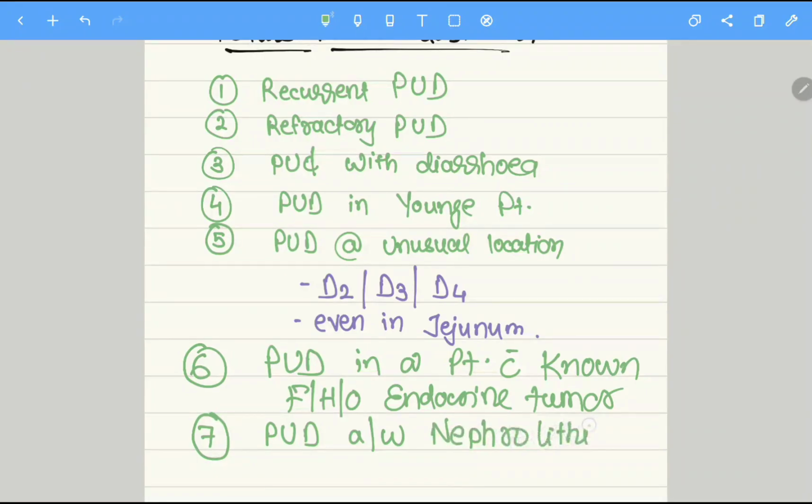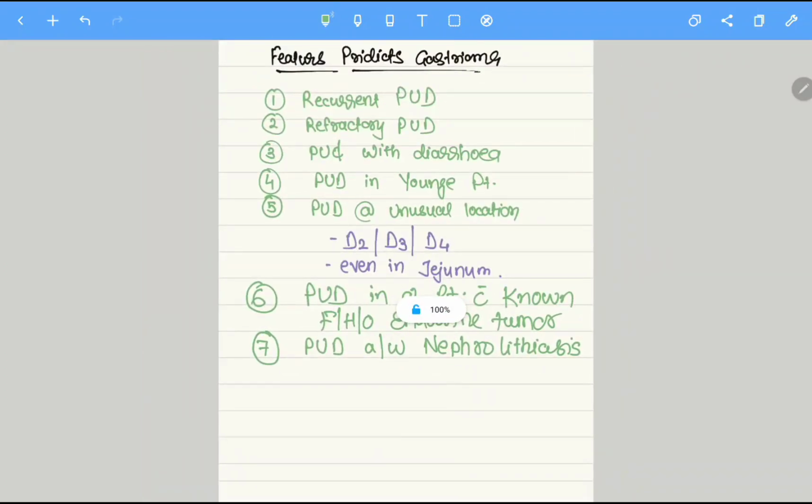Why nephrolithiasis? As you know, I have told you gastrinoma are associated with the MEN-1 syndrome, right? In MEN-1 syndrome, there is a high propensity towards the parathyroid adenoma, right? So parathyroid will lead to the kidney stone formation. As you know, in secondary hyperparathyroidism, it's associated with the kidney stone also, right? So in these patients, you will suspect that there are high chances of the gastrinoma. So these are the suspicious findings in which patients you can do a workup for the gastrinoma.